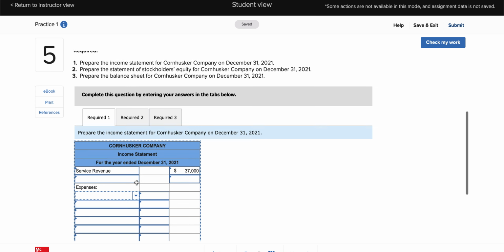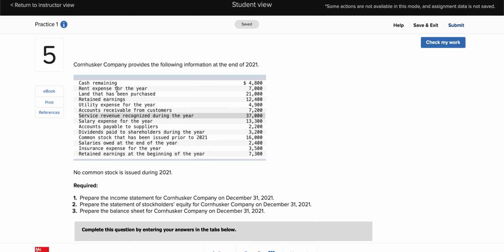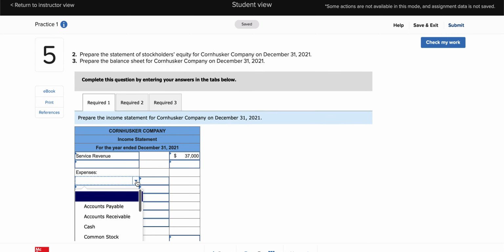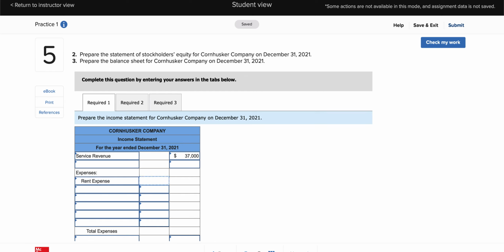And then we're going to move to the expenses. I see here rent expense, utilities expense, salaries expense, insurance expense. Dividends are not an expense, just so that you know. For now, you're looking for things that have expense actually in the account name. So rent expense is one. Let's drop that in. Rent expense, and that is $7,000.